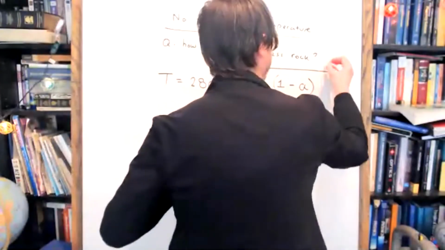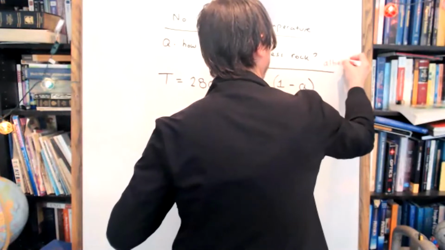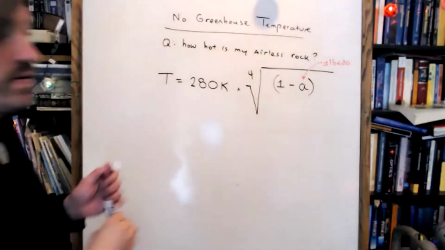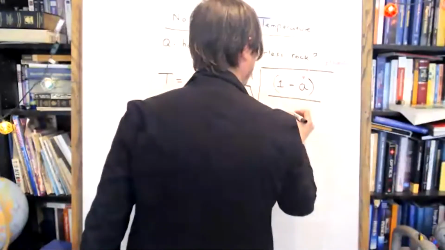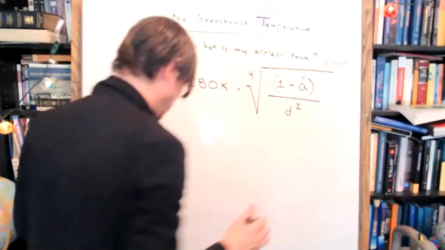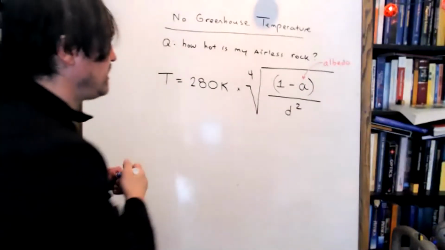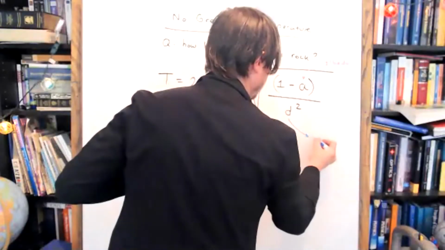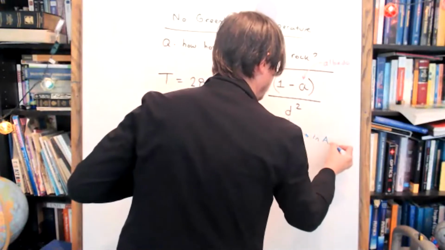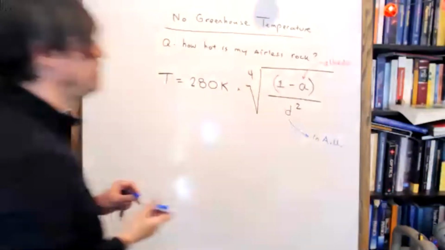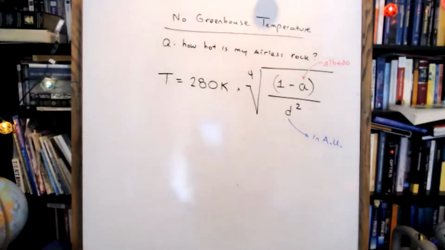Please note here that A stands for albedo, not for semi-major axis or something else like that, all right? Divided by the distance squared. And there's another trick here. The distance is measured in astronomical units to make the problem really, really easy.